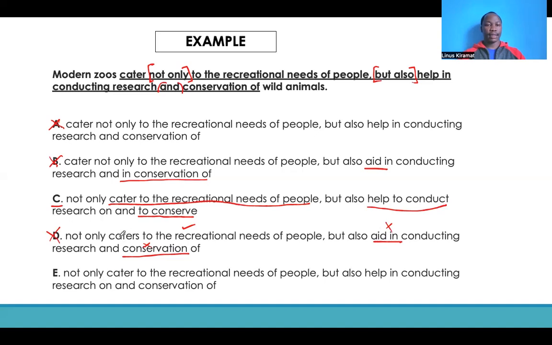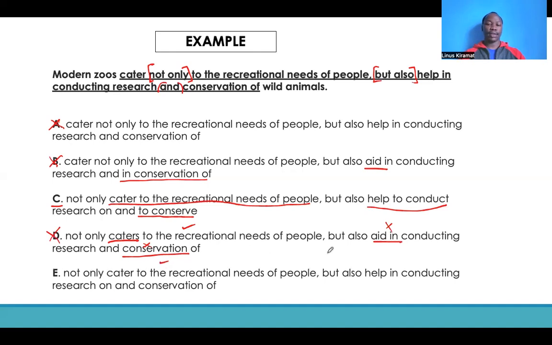And furthermore, modern zoos is in the plural form, and caters is used in the singular form, right? E says, not only cater to recreational needs of people, but also help in conducting research on and conservation of wild animals. All right, watch out for parallelism.